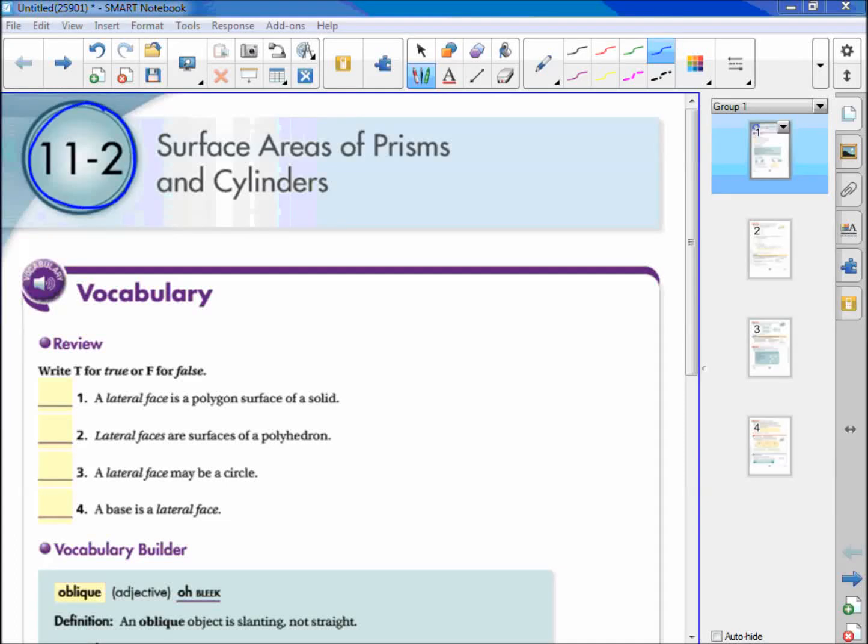Today we are covering section 11-2, surface area of prisms and cylinders. So we have some vocabulary first. We're going to write true or false for each of these.